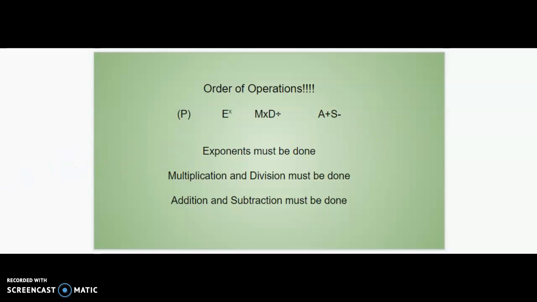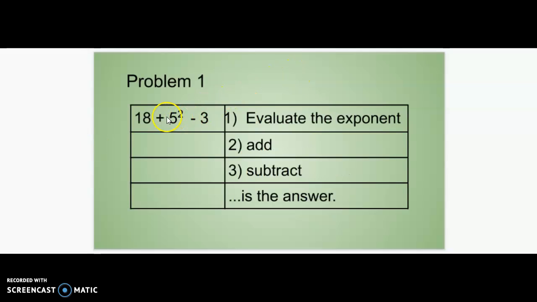Let's look at some problems together because this is what this assignment looks like, and I want to make sure that you can do it correctly. Here's a problem. 18 plus 5 squared minus 3. This is an expression. It's a math problem that has multiple steps. We have to use the order of operations to solve. The first thing you've got to do is evaluate the exponent. 5 squared is the same thing as 5 times 5. We have to do 5 times 5 first. And 5 times 5 is 25. 18 plus 25 minus 3.